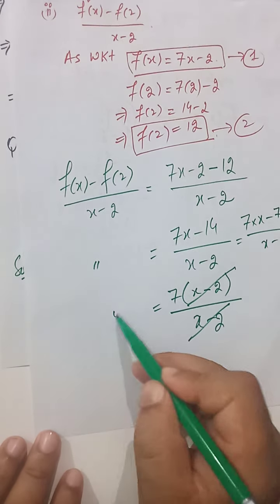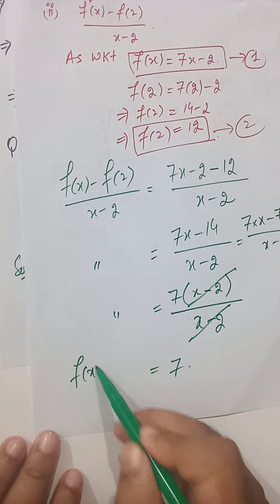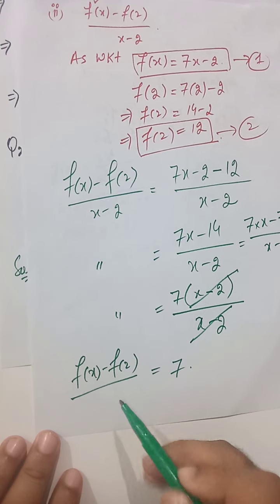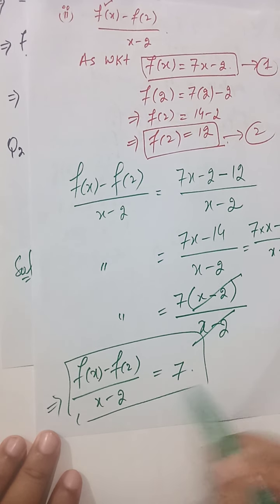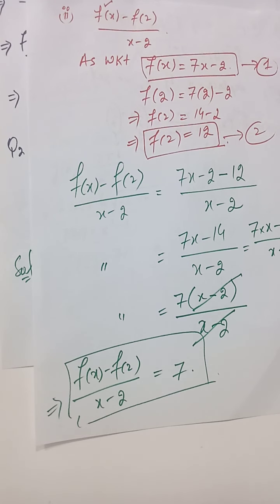So thus in part 2, f of x minus f of 2 divided by x minus 2 is equal to 7. So this is the second question of exercise 8.1.